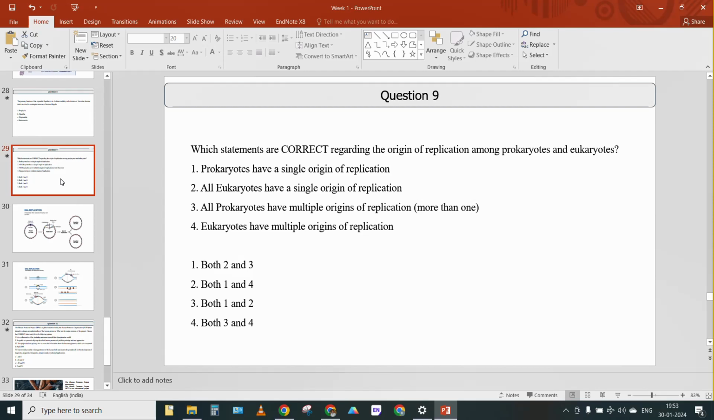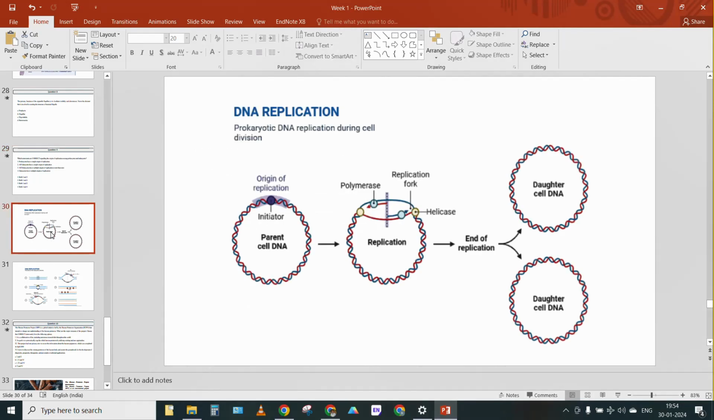So, what is the origin of replication? The origin of replication is a site where DNA replication initiates, which exhibits notable differences between prokaryotic and eukaryotic cells. Moving to the next slide, this is DNA replication in prokaryotic DNA. In prokaryotes, such as bacteria, replication begins at a specific site on the circular DNA molecule, which is called its origin of replication.